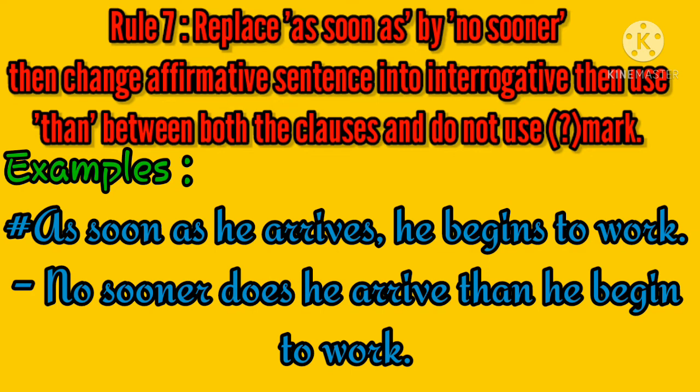Afterward, the verb is arrives, that is in present tense, so put the does after no sooner, then keep the subject he and arrive. After that, remove comma and use than, then remaining sentence she begin to work. Now it becomes no sooner does he arrive than she begin to work.